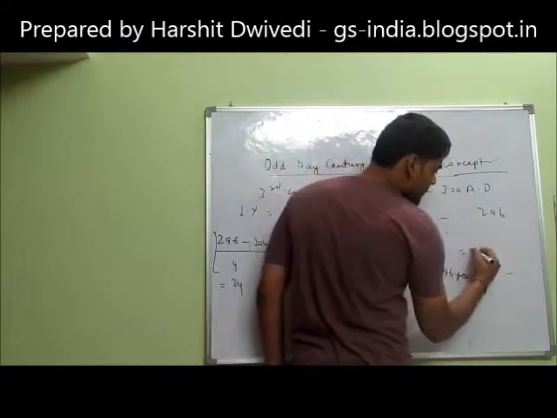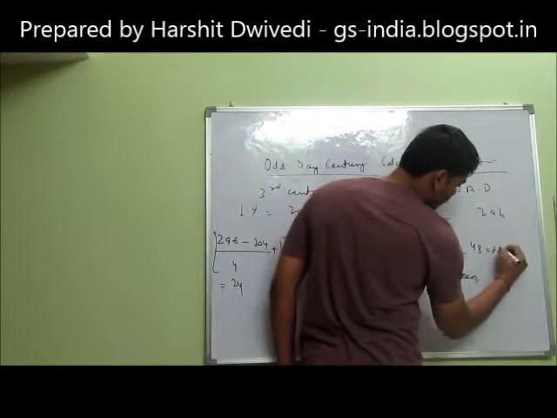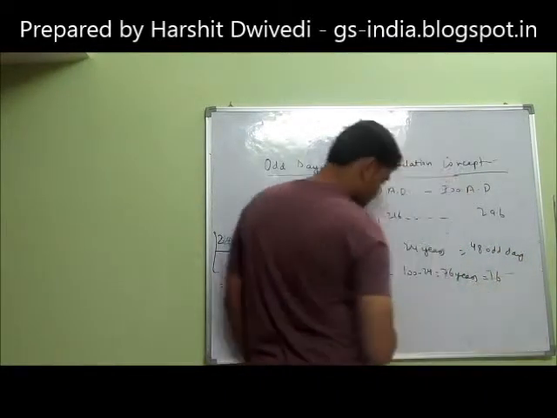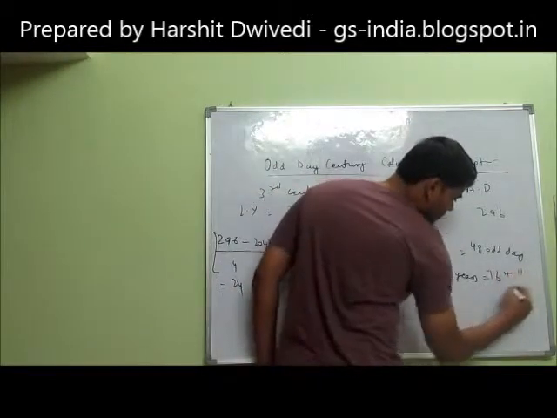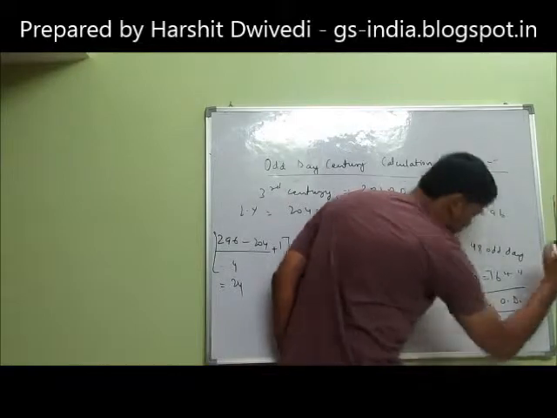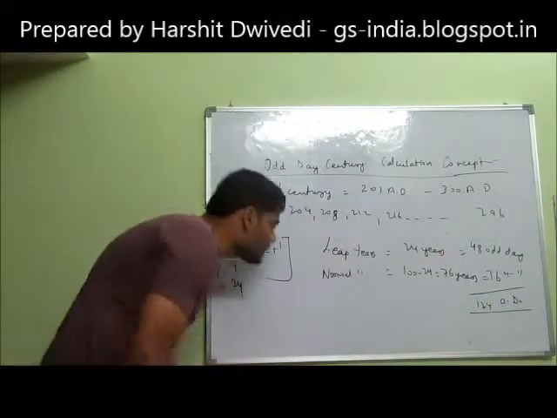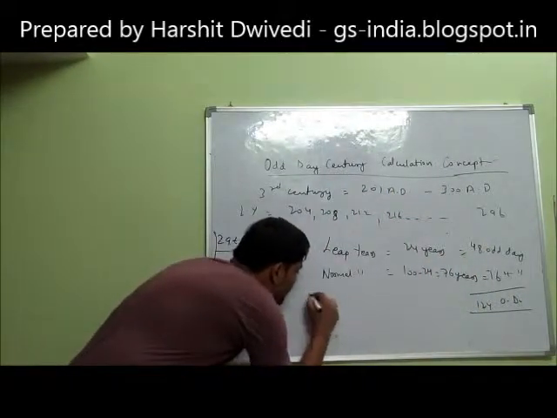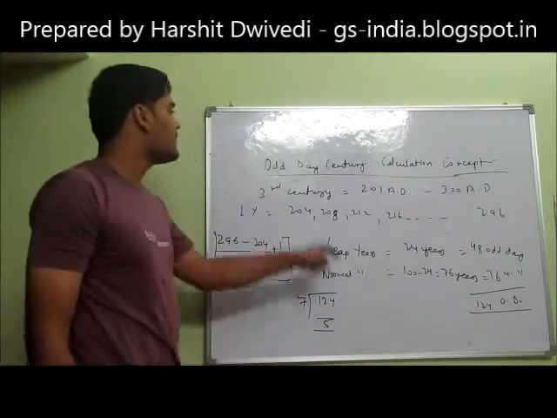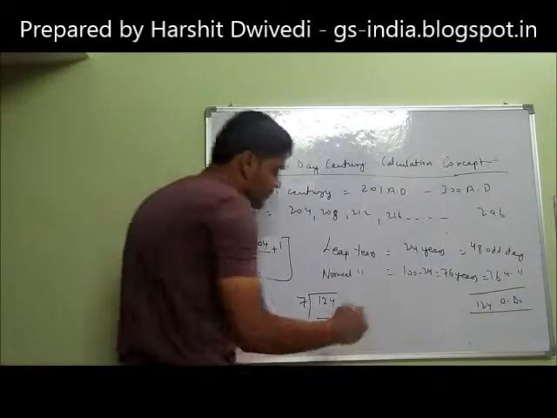What is the number of odd days in it? 48 odd days. What is the number of odd days in the normal years? 76 odd days, because normal. Total number of odd days? 124. 124 odd days will further give us 5 on division by 7. So, 5 odd days in the 3rd century. Again 5 odd days.